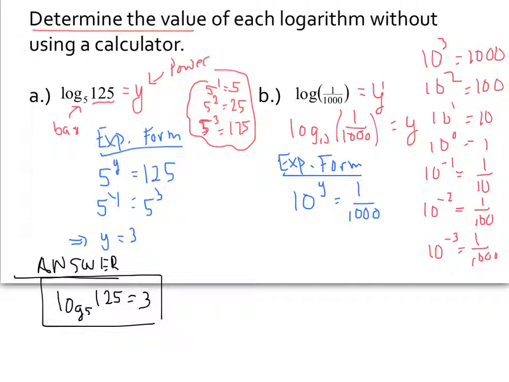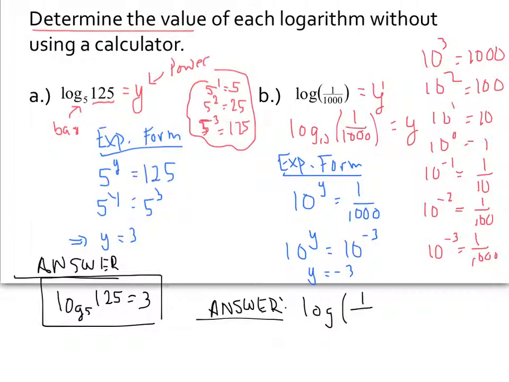Okay, so that means I can rewrite this. On the right-hand side, I can replace 1 over 1,000 with 10 to the negative 3, so 10 to the y is equal to 10 to the negative 3. And so this means that our y is negative 3. So our answer in this case is the following.